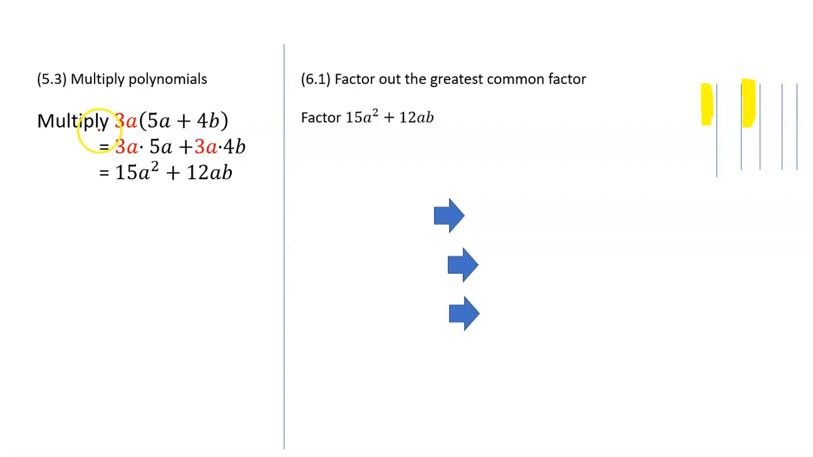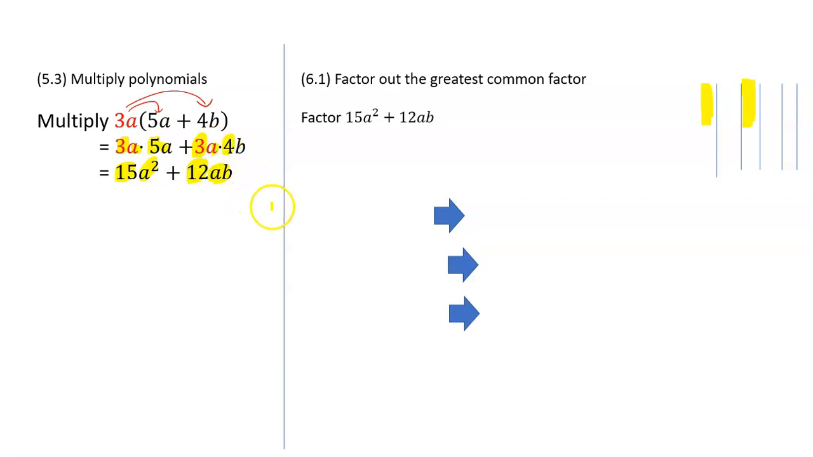So let's start with the multiplication problem, which we talked about in chapter 5. Let's say we are asked to multiply 3a times 5a plus 4b. We are going to distribute 3a to everything in parentheses. So we're going to do 3a times 5a plus 3a times 4b. The red one, we made 2 copies, one for the first term in the parentheses and the other for the second term. Now we're going to multiply 3a and 5a. 3 times 5 is 15, and a times a is a squared. Same thing here, 3 times 4 is 12, and a times b is ab.